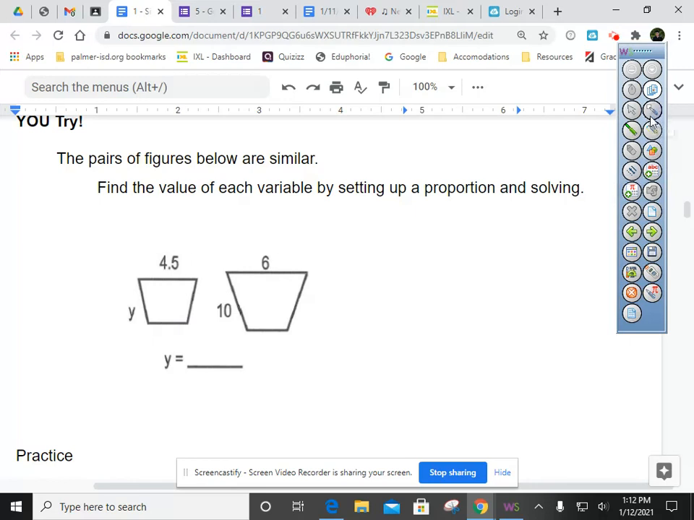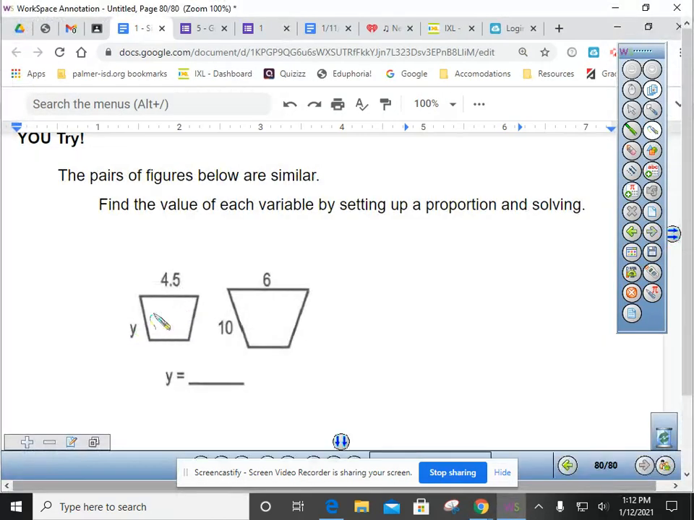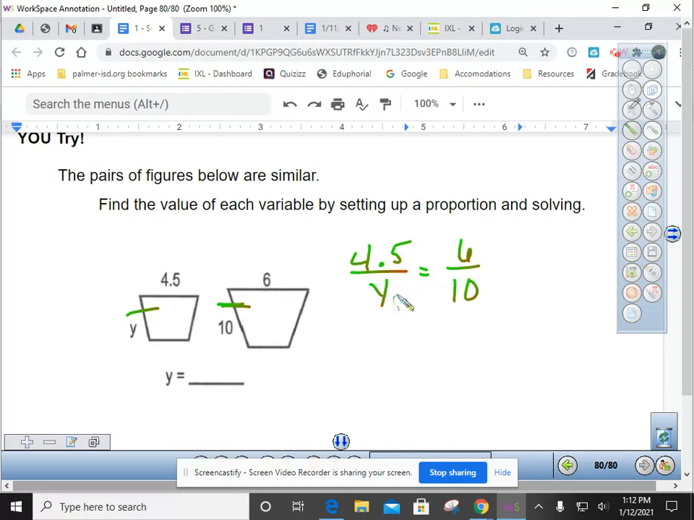So we're going to set up a proportion. I like to put the line right here and right here. What's our proportion? Equals. So we can't cheat here, so we actually have to do the cross multiplying, right? So I get 6y equals 45, right? So what do we do now? Divide by 6. So y'all do that.